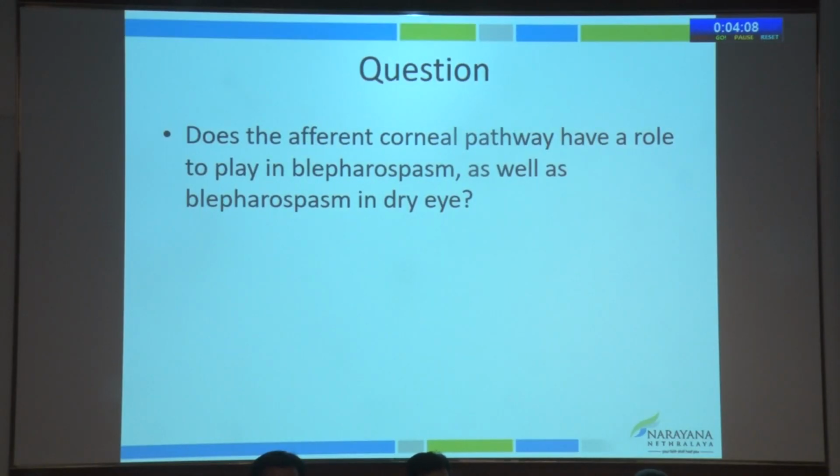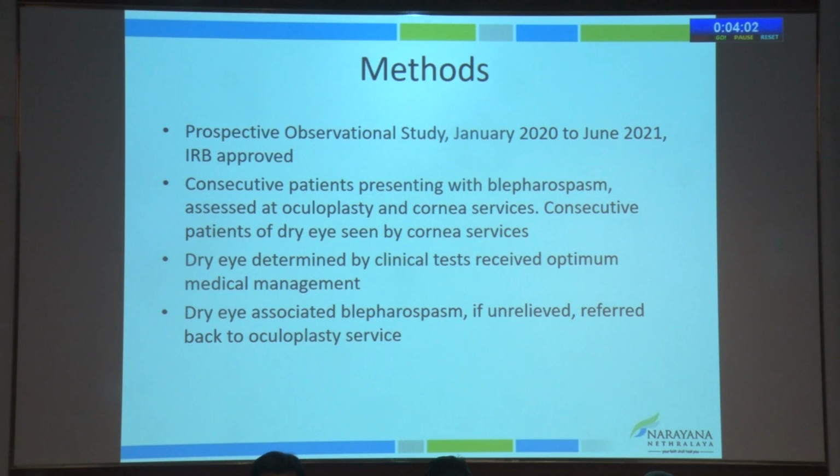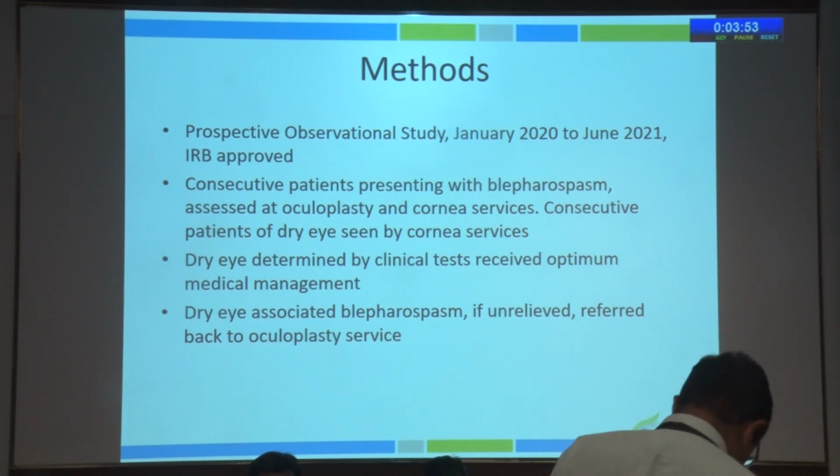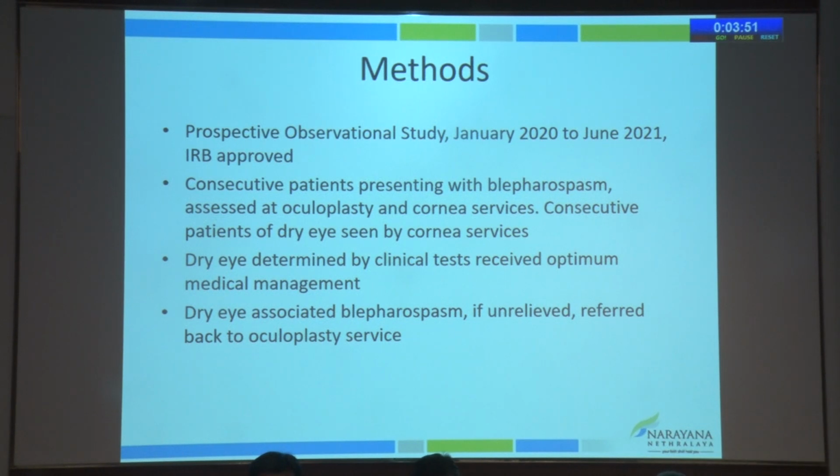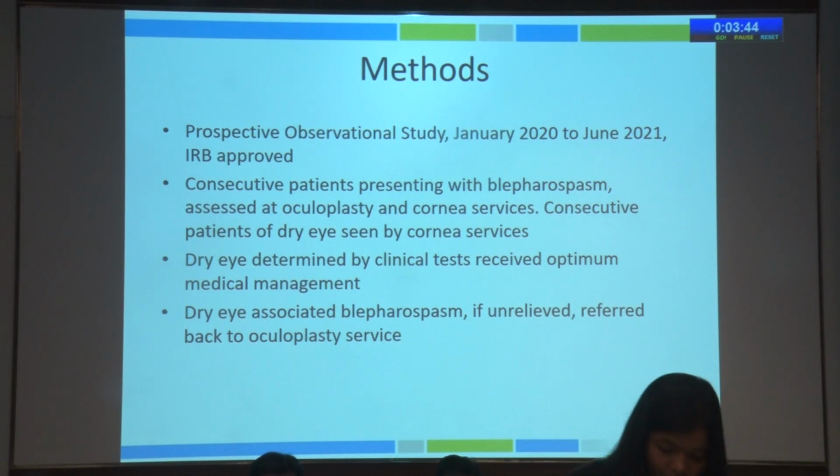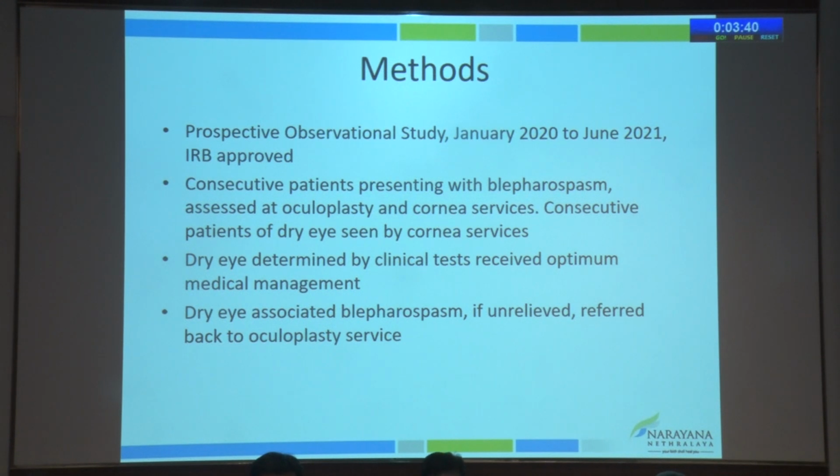So the question is, does the afferent corneal pathway have a role to play in blepharospasm as well as blepharospasm in dry eye? So this is a prospective observational study, January 2020 to June 2021. Consecutive patients presenting with blepharospasm were assessed at oculoplasty and the cornea services at Narayana Nethralaya, and the control group was consecutive patients of dry eye seen by the cornea services. The dry eye was treated with optimum management, and if persistent blepharospasm was there, they were referred back to the oculoplasty service.